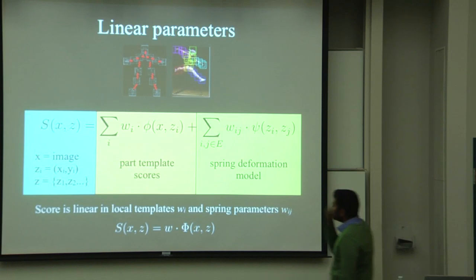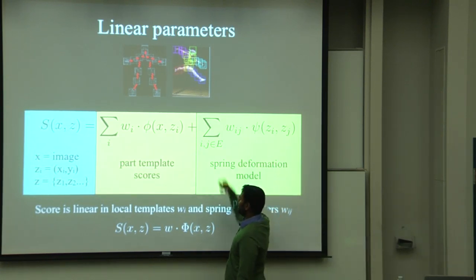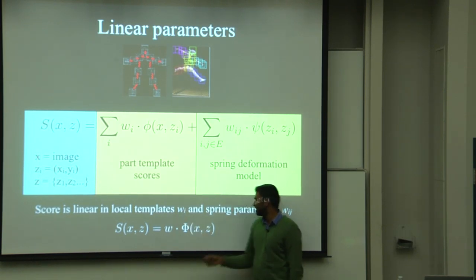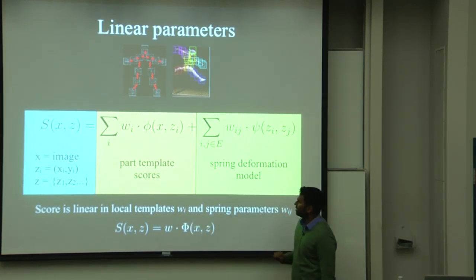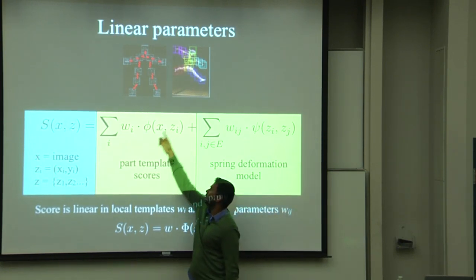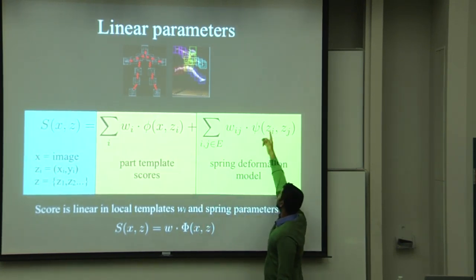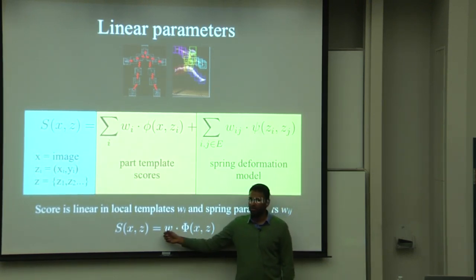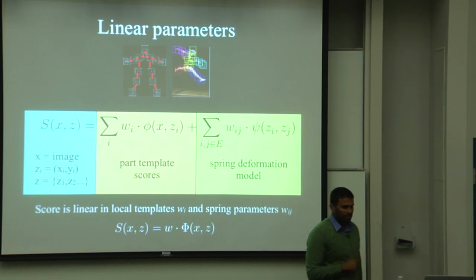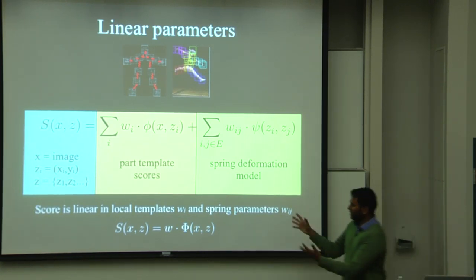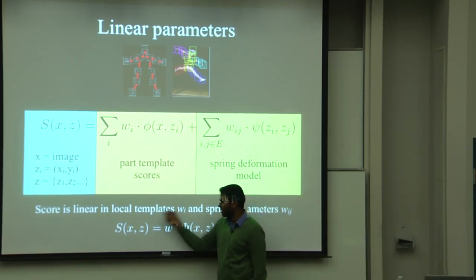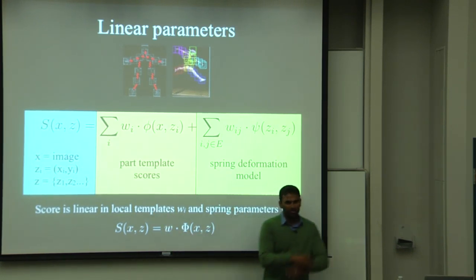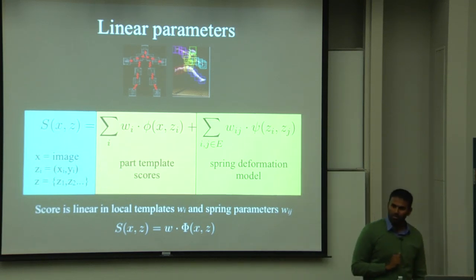All right. And now we notice that this score is linear in the template appearances, W, and the spring parameters, Wij. So I can concatenate all the image features and the part location offsets into one big vector and just take a dot product with all the local templates and the spring parameters and get my score out. And so this really gives the hint as to why this thing can be trained discriminatively, because now it's just a linear score and we have lots and lots of tools for tuning linear parameters.